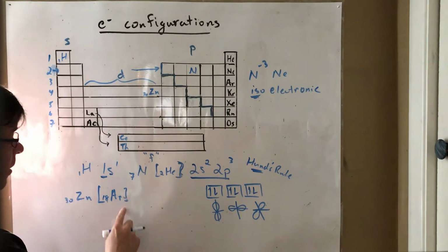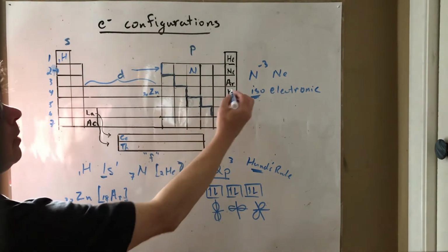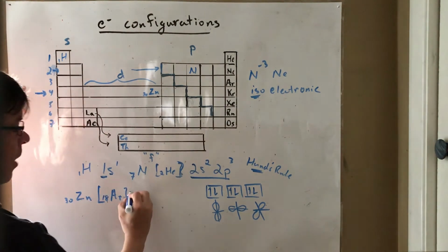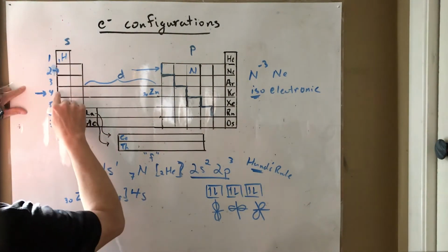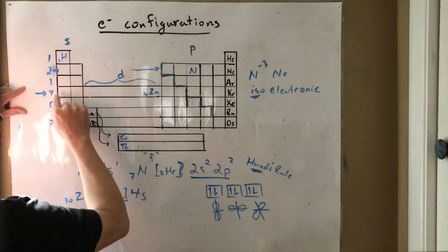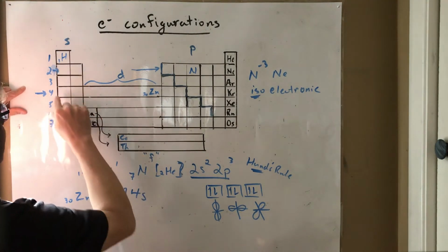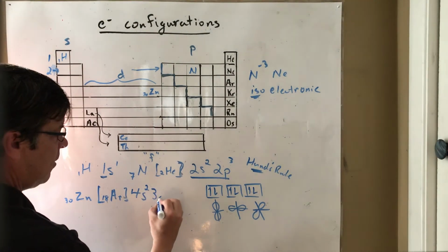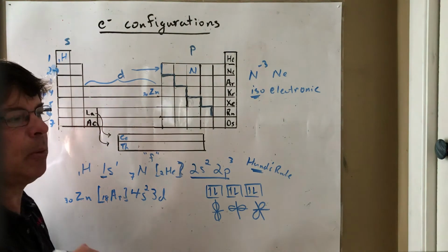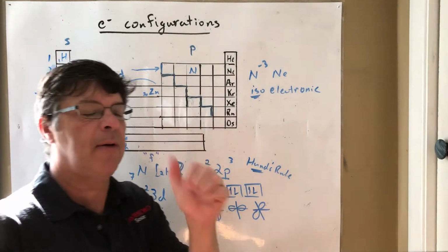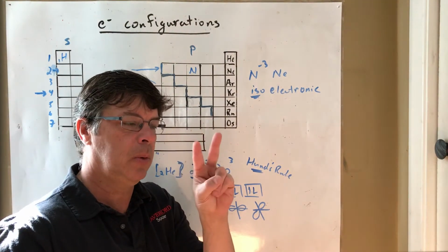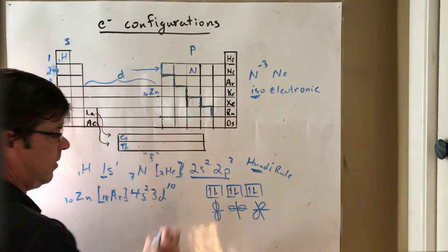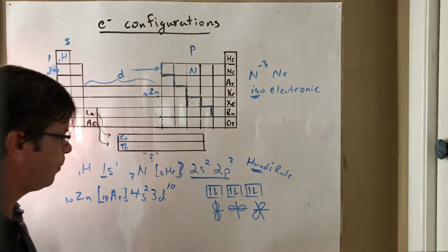So that's kind of nice. So let's just start from here. If we go over here, now we're right here on the 4th energy level. We have to go through the S block before we can get to the D. So it's 4s2, and then 3d. Okay, so how many electrons can d orbitals hold? There's 5 different types of d orbitals. Each can hold 2. 5 times 2, 10. So that's zinc. All right, that is zinc.